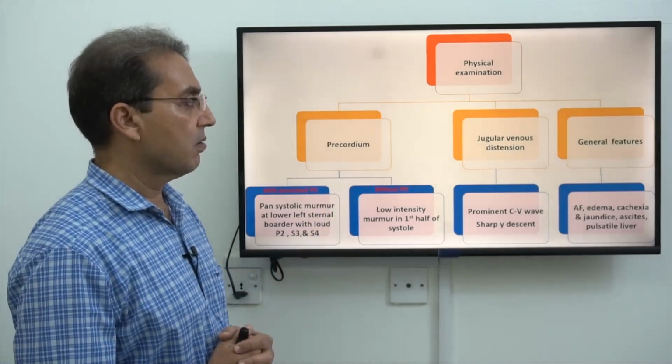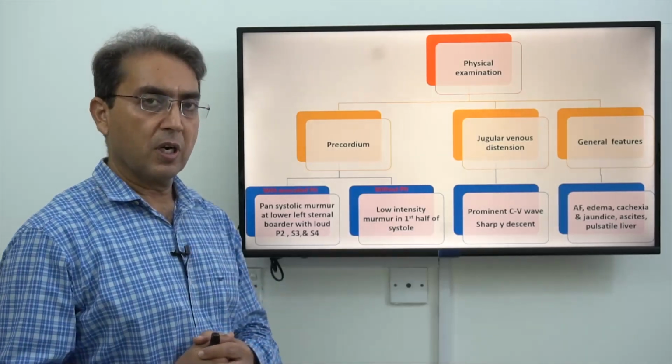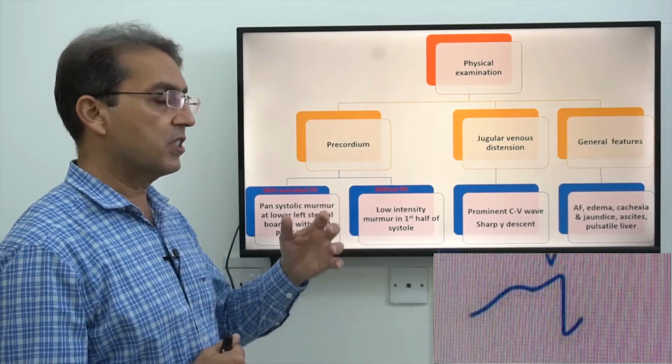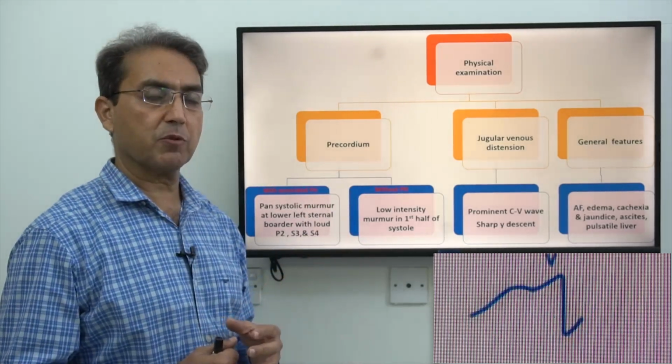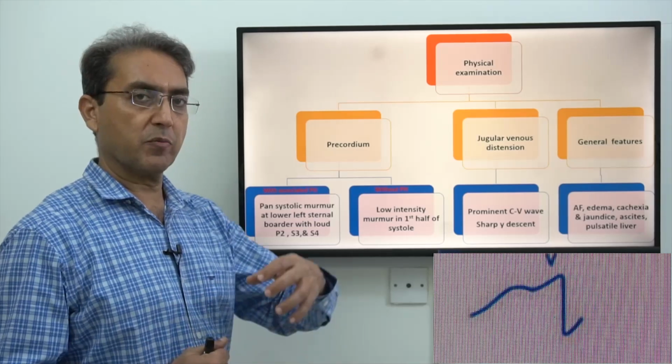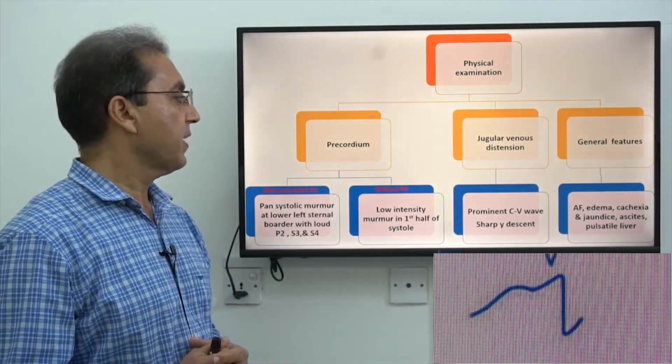The jugular veins are distended, and there is a very prominent CV wave, as we discussed earlier, and the Y descent is very sharp. So you can see it on neck veins. There's a big wave that suddenly collapses, and the veins distend and then it collapses.